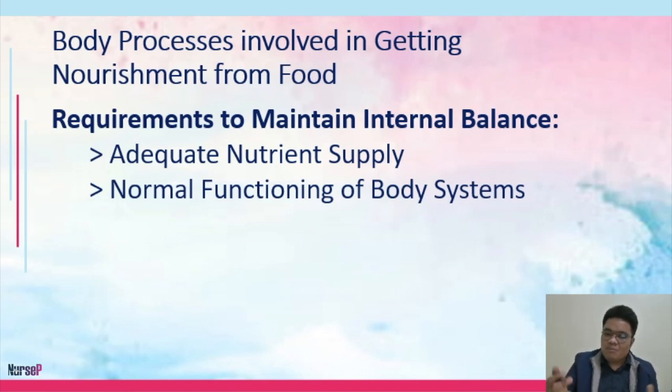Now, the requirements to maintain internal balance. For us to maintain internal balance, there should be adequate nutrient supply, and there should be normal functioning of body systems. So we are talking here about two things. There should be supply of nutrient, which is normally from the food that we take, and there should be functioning of body systems. One particular system here is your gastrointestinal system. What do I mean by that? A patient who is malnourished may have a problem on food intake due to inadequate supply. However, a patient who is having adequate supply may also have imbalance in nutrition if the patient's gastrointestinal system is not functioning well. Meaning, the patient may be taking an adequate amount of food. However, due to impairment, for example, in the absorption, which may happen in the small intestine, the patient may still not be receiving adequate nutrients.